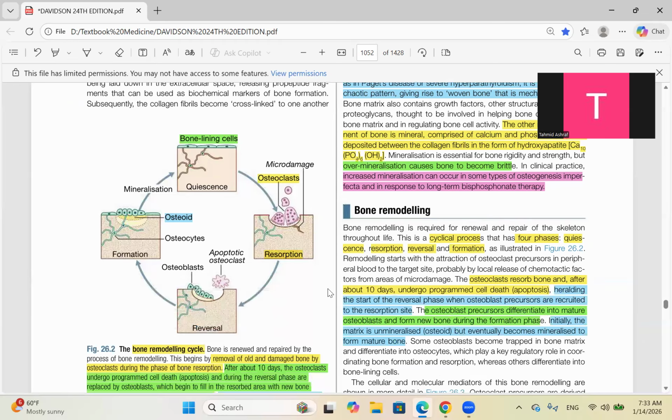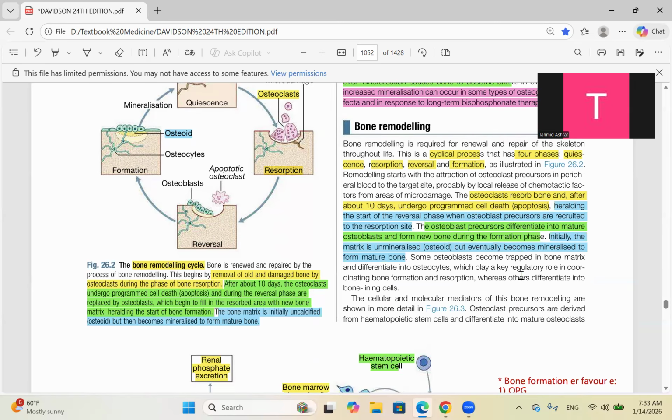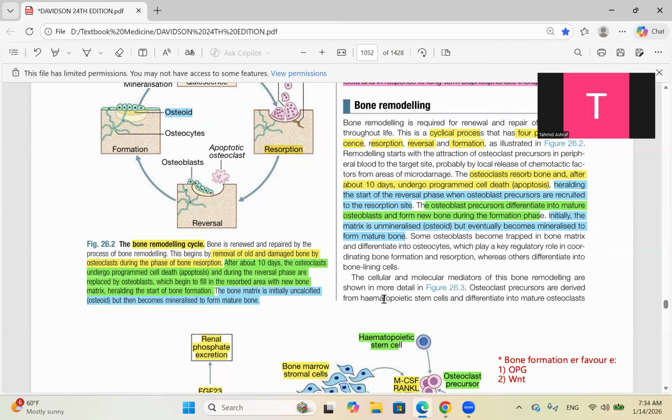Then let's come to bone remodeling. We have already studied the bone remodeling cycle. The cycle has 4 phases: quiescence, resorption, reversal, and formation. Next line. The osteoclast resorb bone and after about 10 days undergo programmed cell death or apoptosis. We have told this earlier several times. Then the osteoblast precursors differentiate into mature osteoblast and form new bone during the formation phase. That has already been discussed.